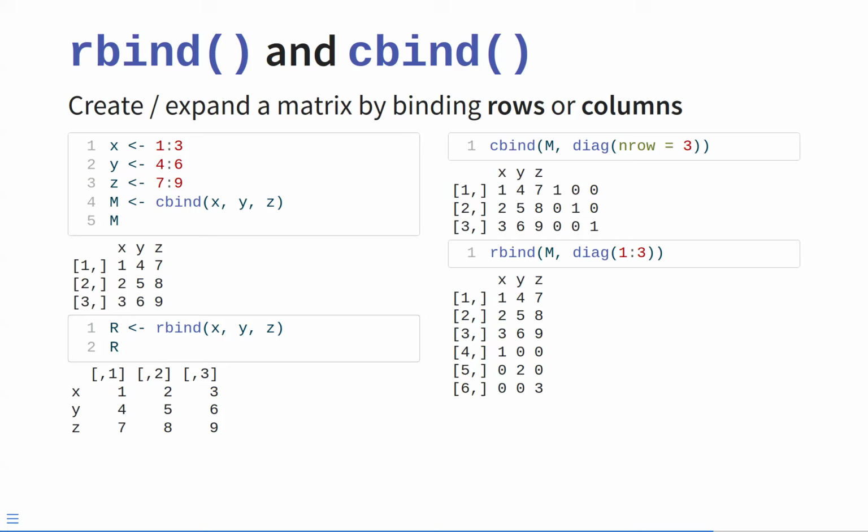You can also use cbind and rbind to attach one matrix to another. So in the top right-hand side of this slide, I have cbind of M, comma, diag of n row equals 3. Diag of n row equals 3 gives me the 3 by 3 identity matrix. So what this command achieves is to build a matrix by putting a 3 by 3 identity matrix to the right of the matrix M that we already created. We can use a similar idea to stack matrices on top of each other using rbind, as you see in the bottom right of this slide.